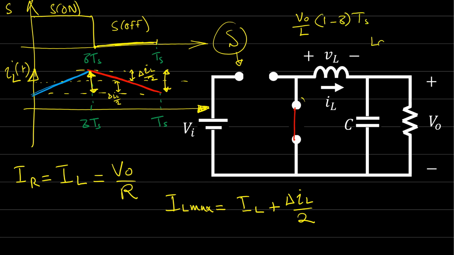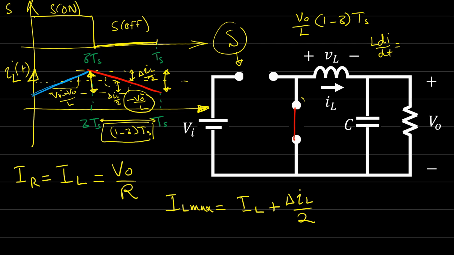Because we said L di by dt is the voltage across the inductor, and this voltage is equal to how much? If we say this slope is equal to V input minus V output over L, and the slope here again is minus V out over L. The duration from here to here is how much? 1 minus delta times Ts. So delta I is equal to how much? This value times the time period here.